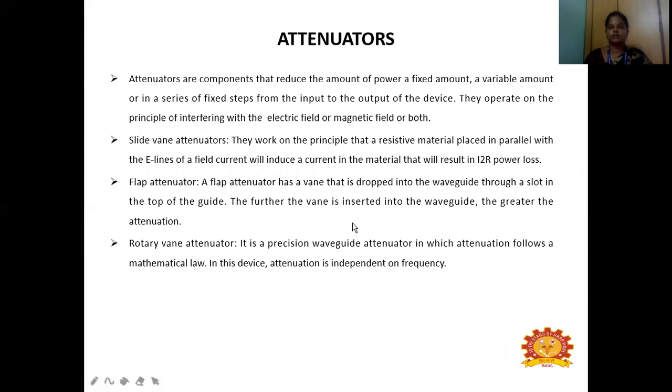So next we will discuss about attenuators. Attenuators are microwave devices used to reduce the amount of power by a fixed amount or a variable amount. So there is a fixed attenuator and a variable type attenuator. These attenuators operate on the principle of interfering with the electric field, magnetic field, or both. There are three types of attenuators: slide vane attenuators, flap attenuators, and rotary vane attenuators.